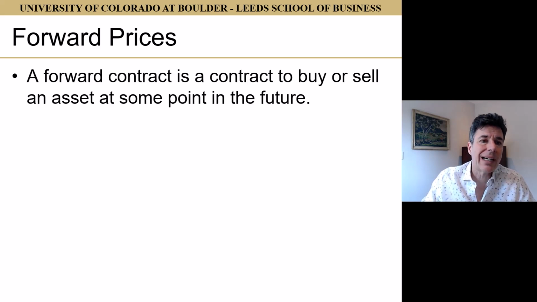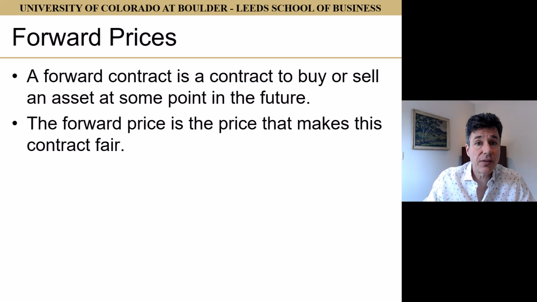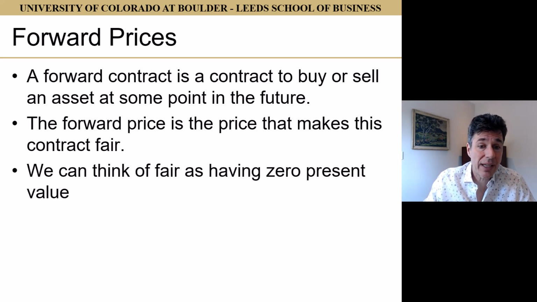So first, a forward contract is a contract to buy or sell an asset for some price at some point in the future. The forward price is the price that makes this contract fair, and we're going to define fair as having zero present value.